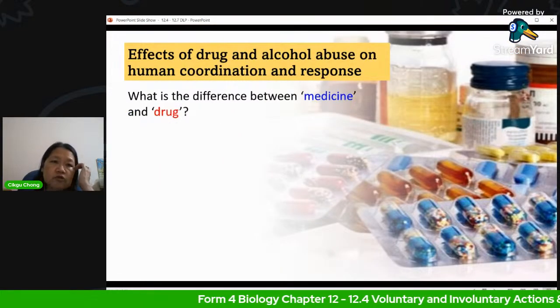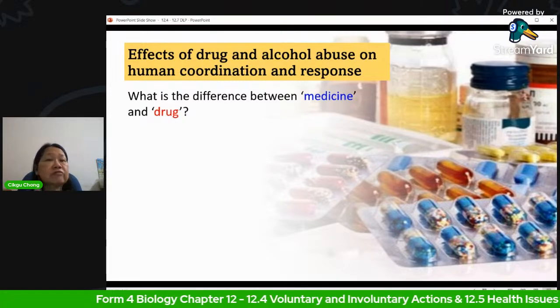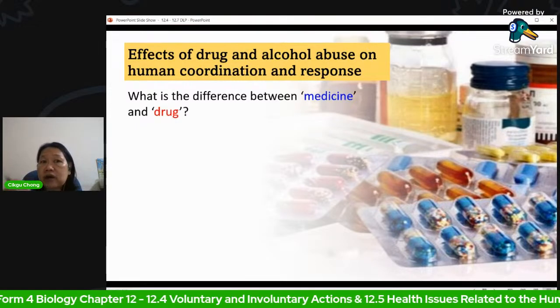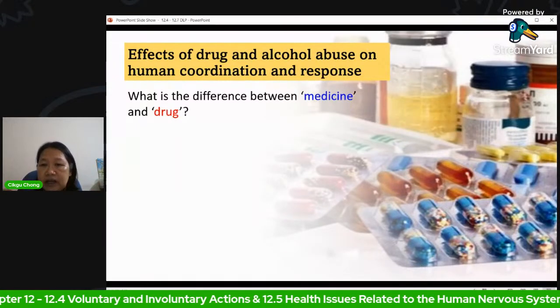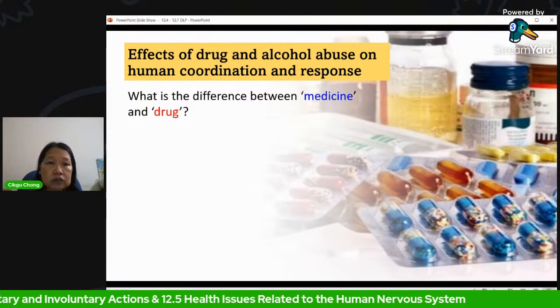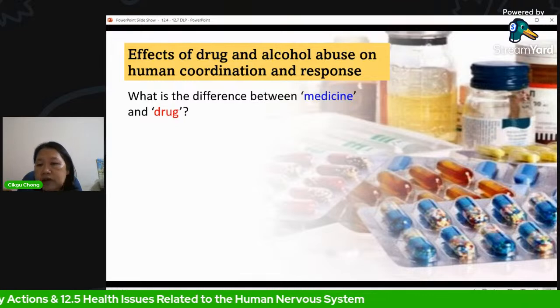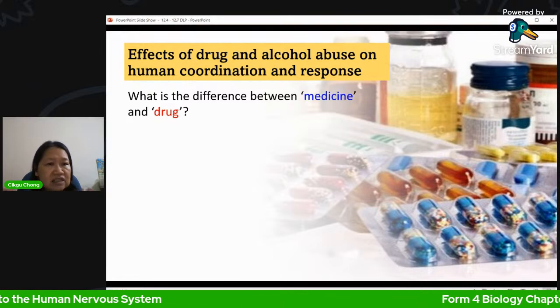Okay, now let's go to the last part. What is the effect of drug and alcohol abuse on human coordination and response? If the person is taking drugs or alcohol, how does it affect the coordination and also the response of the body? Now, first of all, let's look at the difference between medicine and drug. Why do we use the two words, medicine and drug?